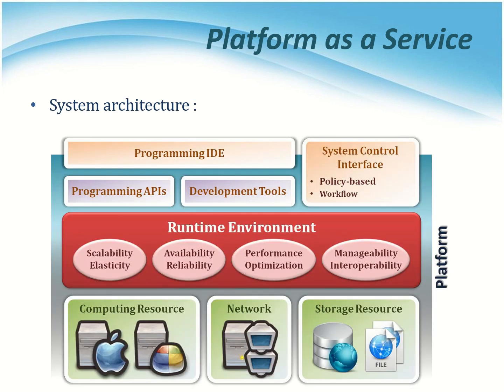In the system architecture of platform as a service, you can see that at the lower, basic level there are computing resources, network resources, and storage resources. In the middle layer, what are the runtime requirements? The properties we have already discussed: scalability, elasticity, availability and reliability, performance optimization, manageability, and interoperability. These are the runtime properties the user can demand.